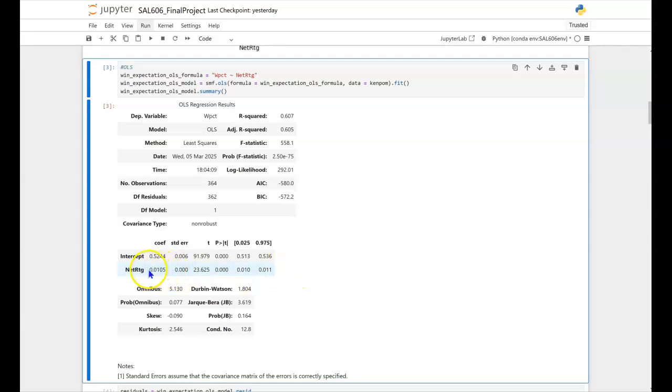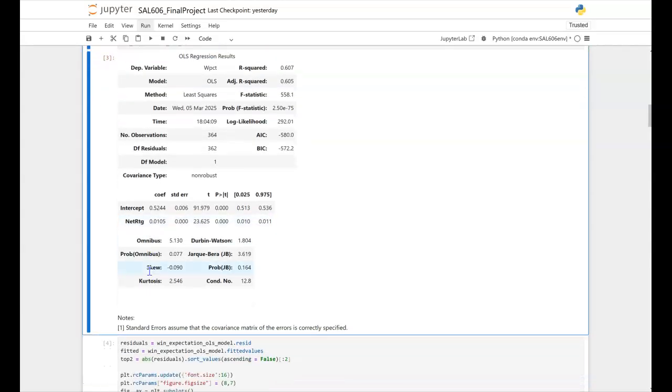So this means that if we were to increase net rating by 1 point, so we have 1 point scored more than points allowed, we would expect on average win percentage to increase by 0.01.